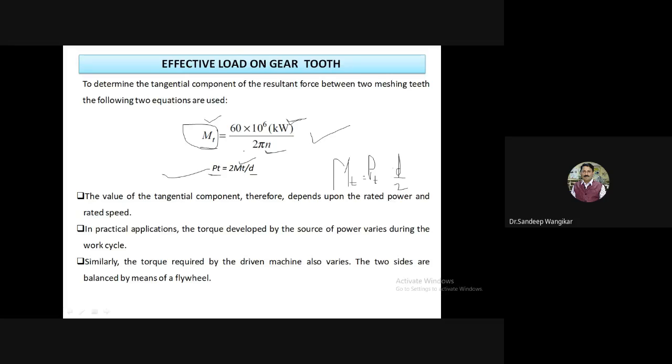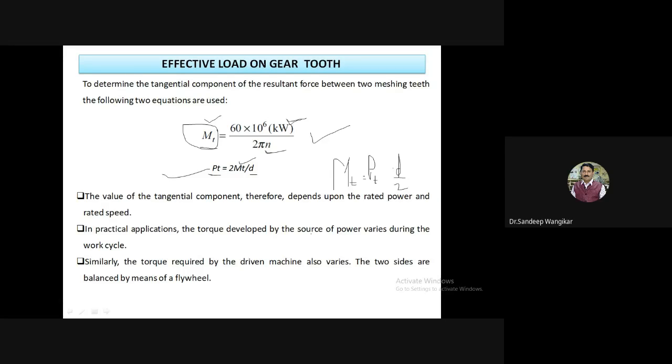So there are two concepts. We are designing at rated, and the other concept is maximum power and maximum torque. We are not considering maximum in our equation; we are considering rated. Whatever RPM is given and whatever power is given, based on these two, we are calculating torque and we are calling it rated torque and rated power.